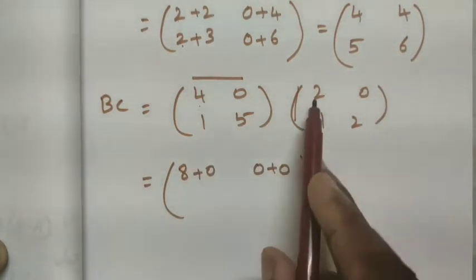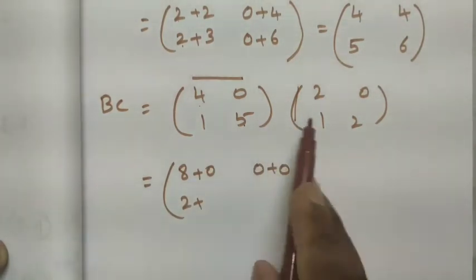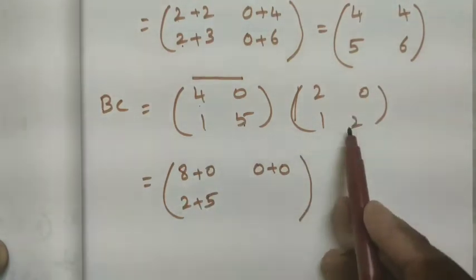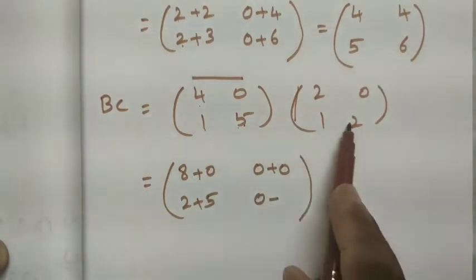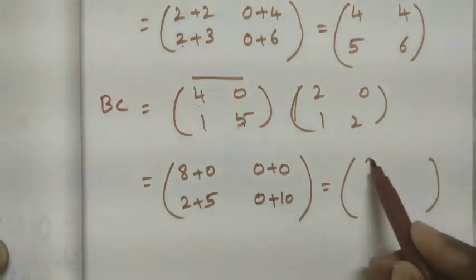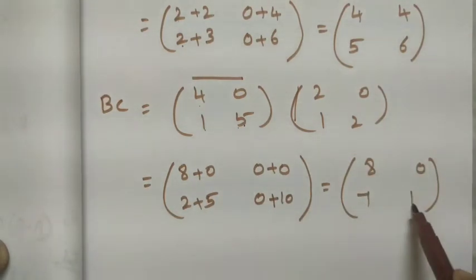And then second row with first column. 1 into 2 is 2. Plus 5 into 1 is 5. Second row with second column. 1 into 0 is 0. 2 into 5 is 10. Then the value is equal to 8, 0, 2 plus 5 is 7, and then 10.